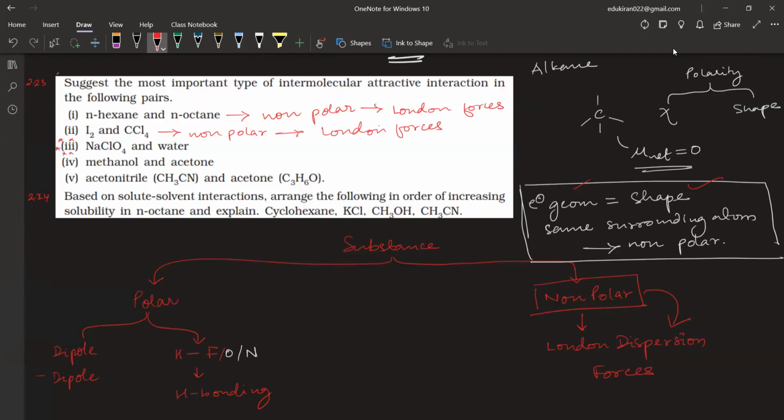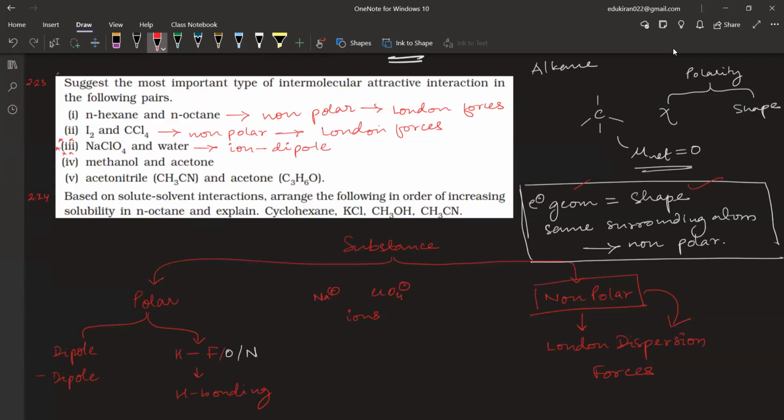you have to remember for this case. Okay, what you have to remember is that NaClO4 will dissociate into Na plus and ClO4 negative, right? So we have ions here, and water is going to have a dipole. Now, in this case, when you have an ion and a dipole, the interaction will be between ion and dipole. So this will be ion-dipole interaction.